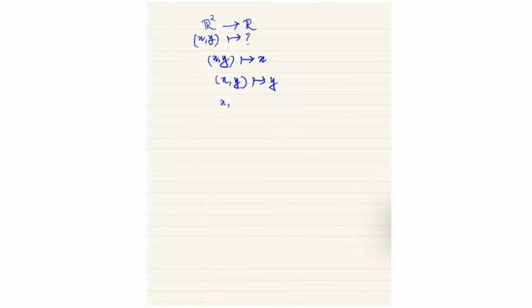Anything else? What about this? XY going to X times Y. The product XY is again a real number. So we are in R, we have ended up in R. Is this linear? X comma Y going to the product XY. Is this linear? Yes, sir. Why yes? 0 maps to 0. When we choose X and Y as 0, 0, then XY is always 0. Is that enough for linearity?